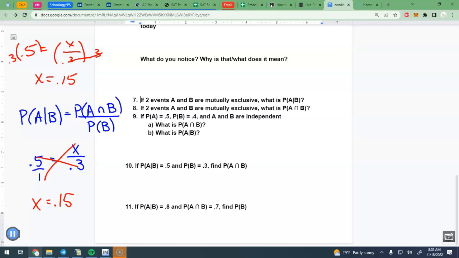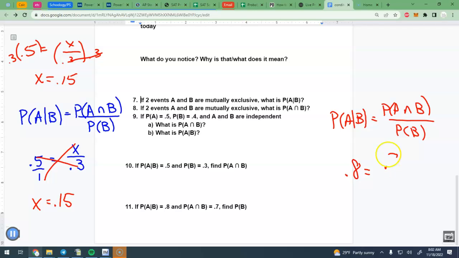Alright, so let's do 11. Again, I see that P of A given B formula, so I'm going to write down the formula, and then I'm just going to go through and look at what they gave me. So this is 0.8. Probability of A and B is 0.7. And then the probability of B is what I'm looking for.